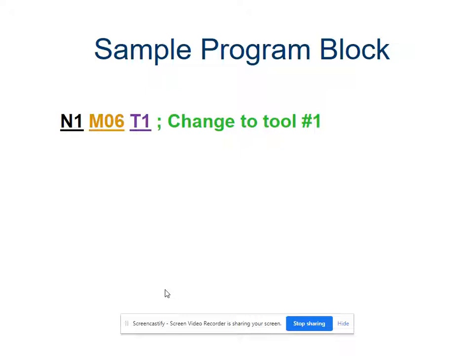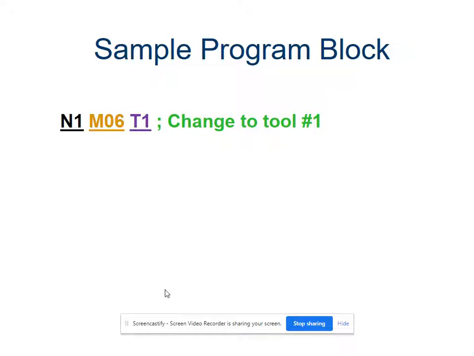It's N1, then space M06. Now, on your reference sheet, you're going to find M06. So, Jordan, can you tell me from your reference sheet, what does the M06 mean? That's correct. M06 is a tool change. It's in the column on the right-hand side. M stands for miscellaneous, okay?